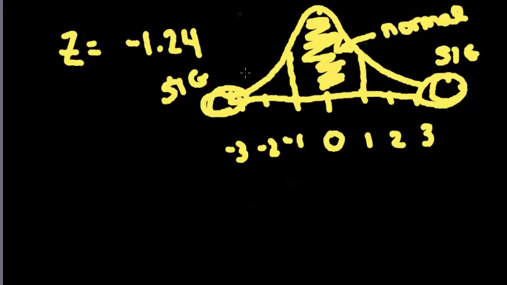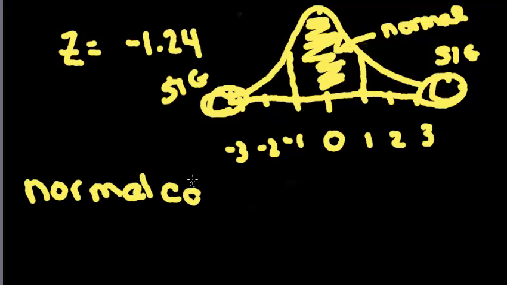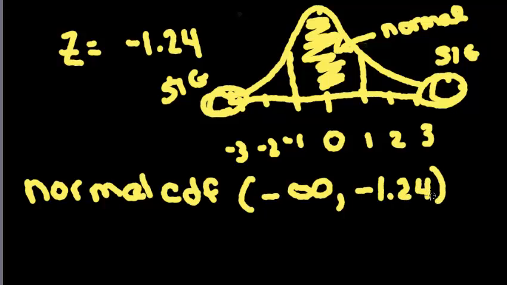To do that, we have to find the probability of these values, and we use something called the normal CDF. Again, our calculator will do that for us. So we use normal CDF, and we want to find the probability from negative infinity all the way up to -1.24. And if we do that, we get a value of 0.1075. This is called our p-value.